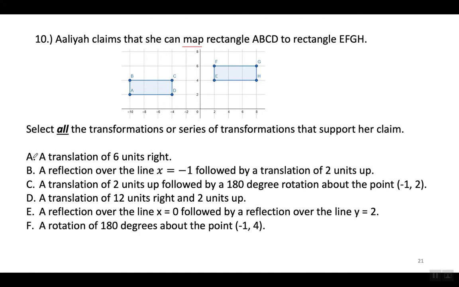Let's look at each answer one at a time. Letter A, a translation of 6 units to the right. If you take this rectangle and move it 6 units to the right, it obviously doesn't line up because you also got to move it up. So letter A is wrong.